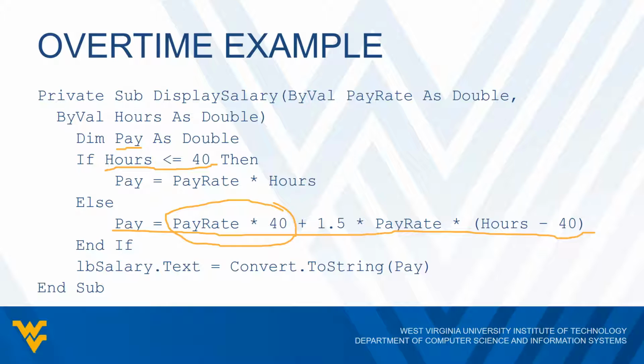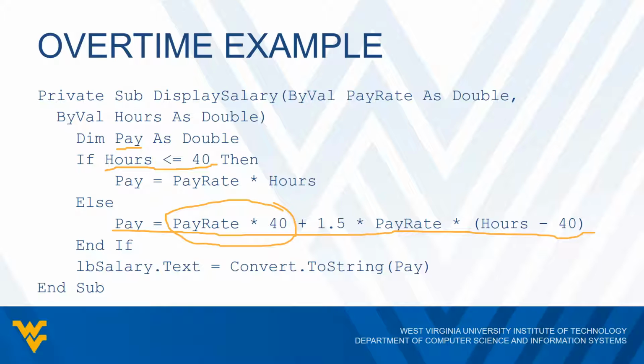This handles the first 40 hours case, and then the rest of this is going to handle the remaining hours. So let's look at what's going on here. So we have the 1.5, so this takes care of multiplying the actual pay by 1.5 because you get time and a half for the additional hours that you work. We still have our pay rate, so it's 1.5 of the pay rate, so that part's still in there.